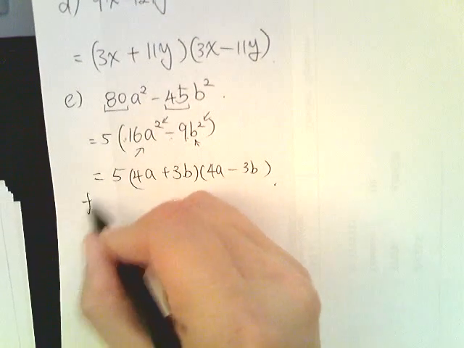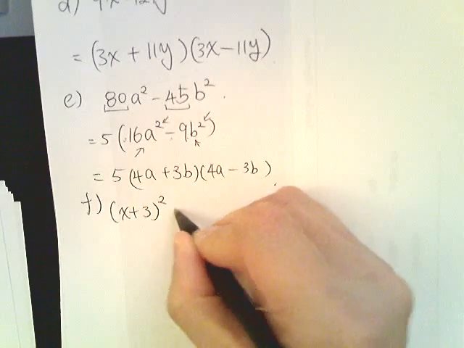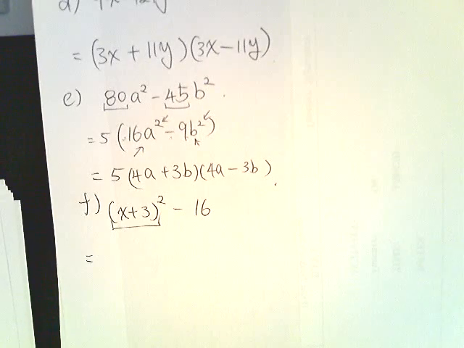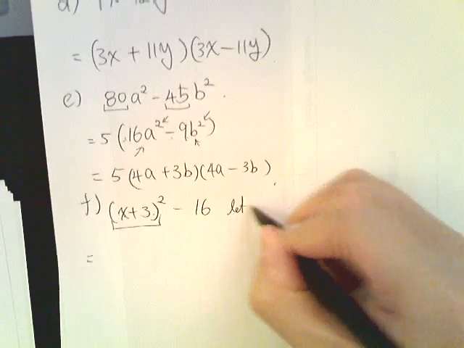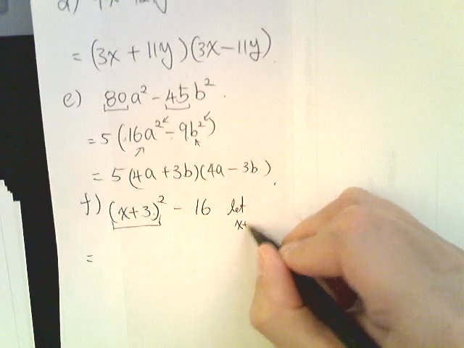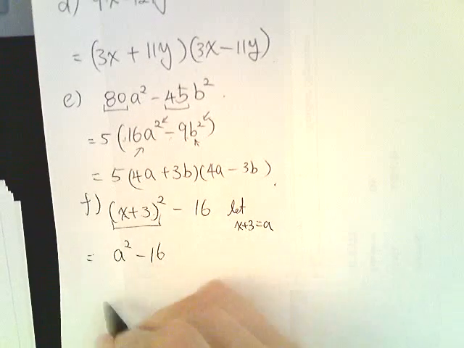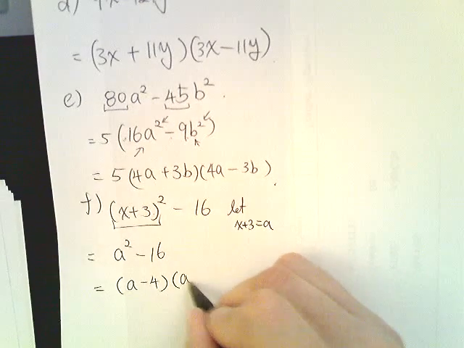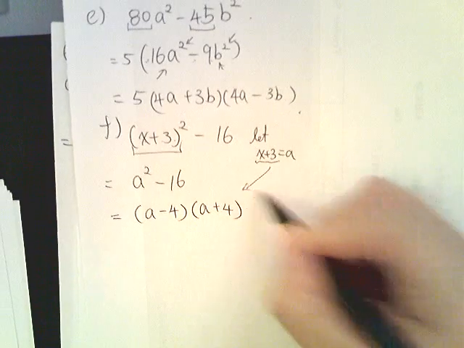Let's then move on to F. Now this is the important stuff. So I have x plus 3 squared minus 16. Now remember, we can consider that as one term. So we have x plus 3 squared. If you're confused, then do this. Let x plus 3 equal a. So I have then a squared minus 16, but as you can see, this is a minus 4 and then a plus 4. Once you do this, then substitute x plus 3 into the a's.